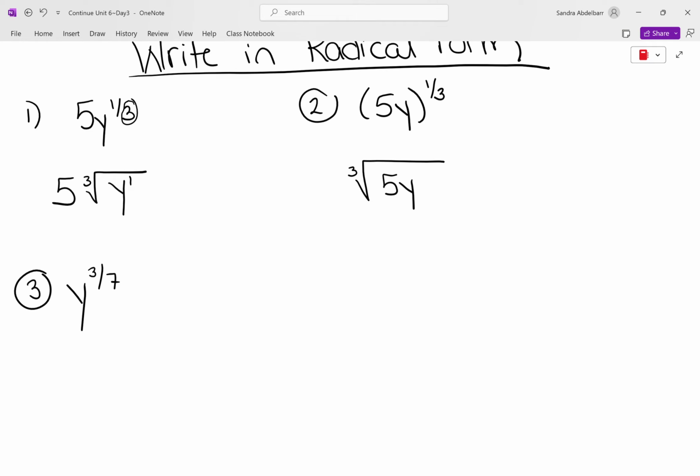Okay, you guys do this one. Tell me, what do you get? Anybody? What do we get? Danny? It's like the 7th of the radical y cubed. Yep, the 7th root of y cubed.